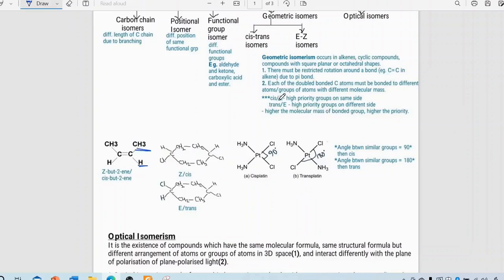For exhibiting a cis or Z isomer, these high priority groups, so the higher the molecular mass, the higher the priority. This is the higher priority group. This is also the higher priority group. So for cis or Z isomer, the higher priority groups have to be on the same side. And for trans or E isomer, these higher priority groups have to be on different sides. So if CH3 is here, and another CH3 was here, then they would be trans isomers or E isomers. So as easy as that.